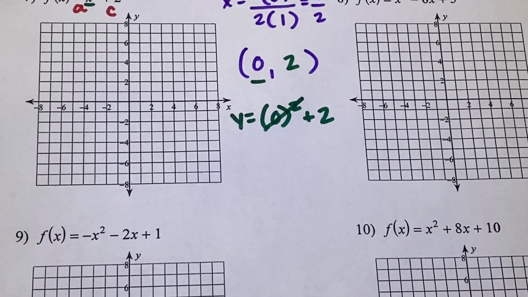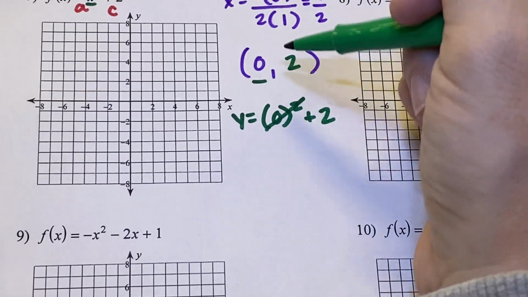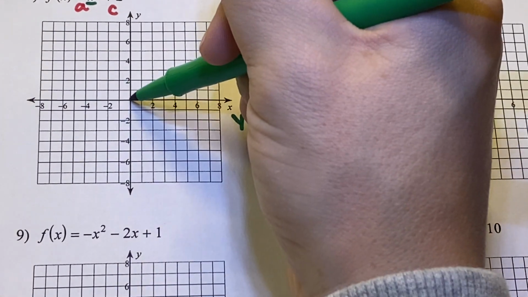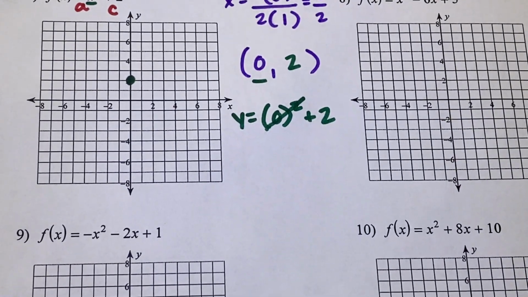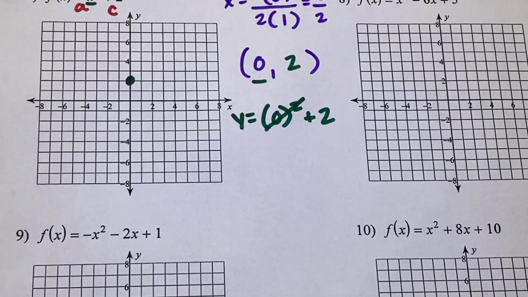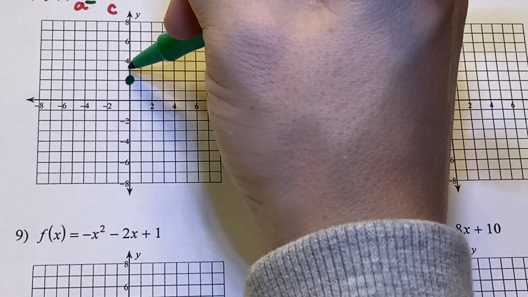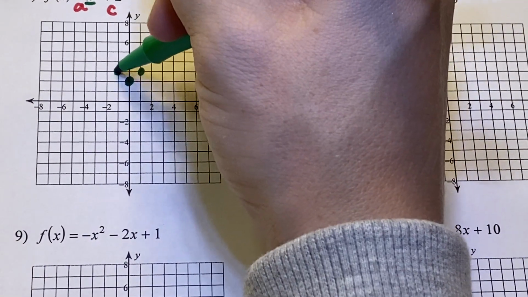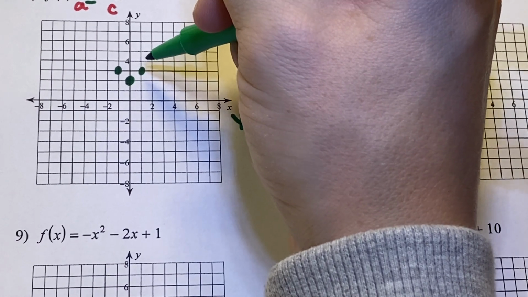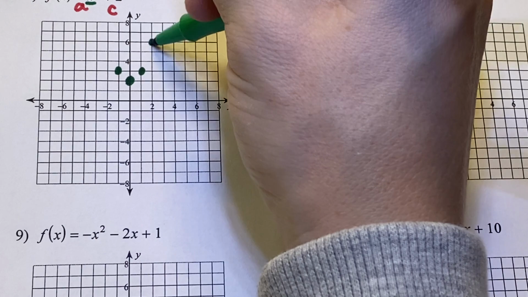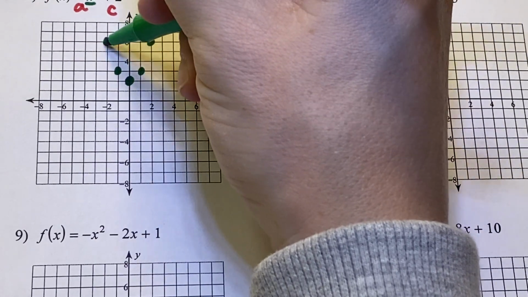Okay, we found our vertex. Let's go ahead and put it on our graph. We have 0 for my X up to 2. Who remembers our trick? Up how many over how many? Up 1 over 1. Nice, Lily. Up 1 over 1 on both sides. Up how many over how many? Up 3 over 1. Nice. 1, 2, 3 over 1.